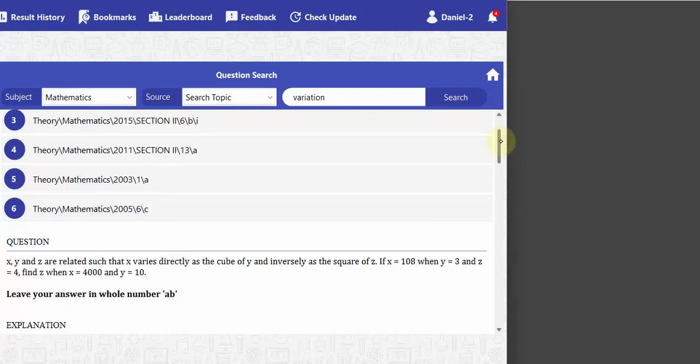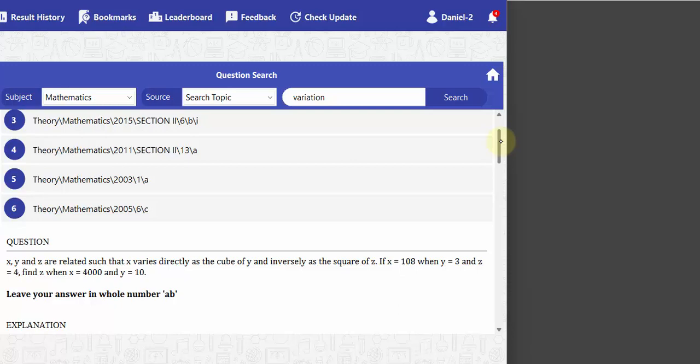So let's take a look at this question. X, Y, and Z are related such that X varies directly as the cube of Y and inversely as the square of Z. So before we look for whatever is unknown, let's try to interpret this question and look for the relationship. The first thing to determine is what type of variation we are dealing with. Is it direct? Is it inverse? Is it joint? Or is it partial variation?